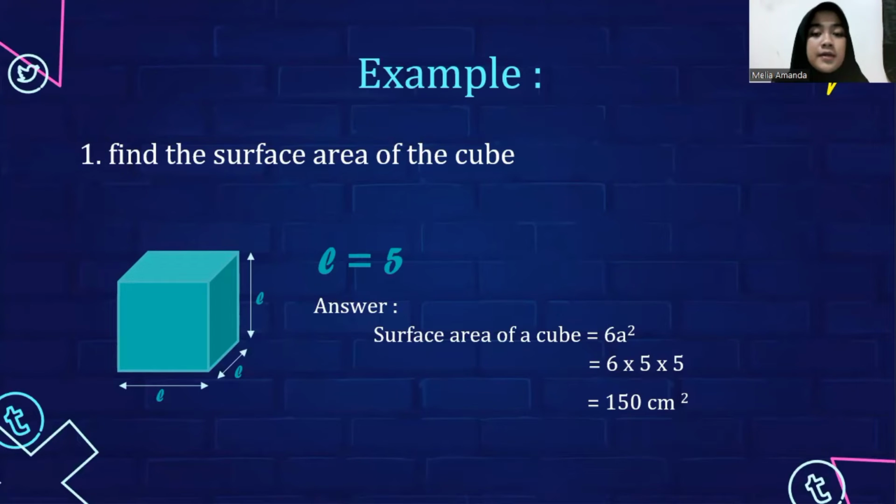Let's do an example. This is a cube having a side length equal to 5 centimeters. So its surface area will be 6a squared. Substituting the value of a, we get 6 times 5 times 5, which is equal to 150 square centimeters.